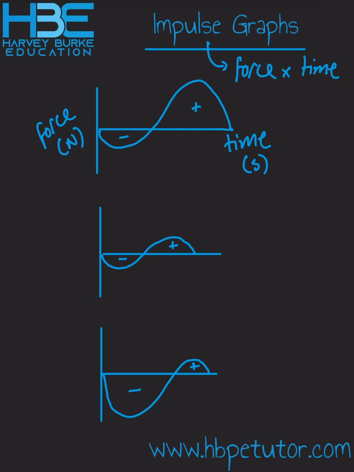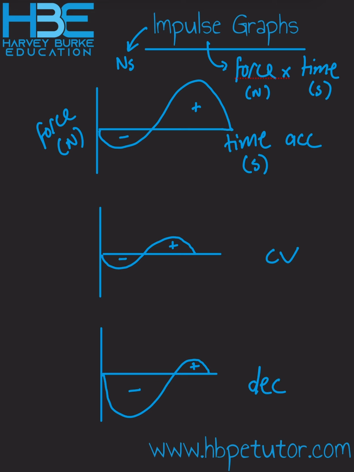And because force is measured in newtons and time is measured in seconds, that gives impulse the unit of measurement of newton seconds. And impulse is basically the amount of force you can apply to something over a given amount of time. And this impulse graph here demonstrates, so the first one demonstrates acceleration, the middle one demonstrates constant velocity, and this bottom one demonstrates deceleration.